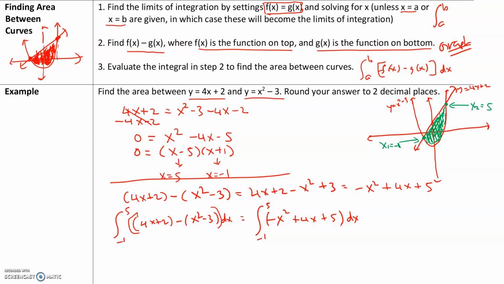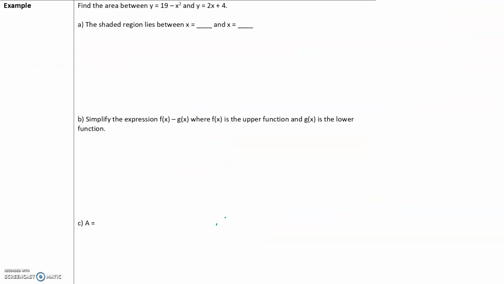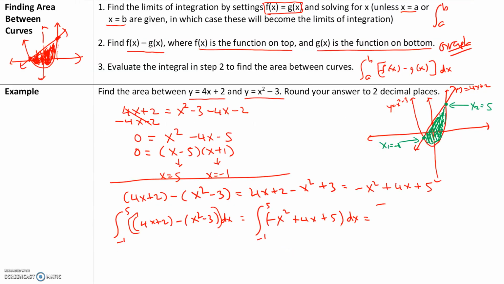Now let's calculate this. Let's use the r plus 1 rule. Remember, if you have the integral of x to the r power, then this equals x to the r plus 1 divided by r plus 1. So let's use that rule. In the first case, our r value is 2, so it's going to be negative x to the 2 plus 1, which is 3, divided by 2 plus 1, which is 3. So it's negative x cubed over 3.